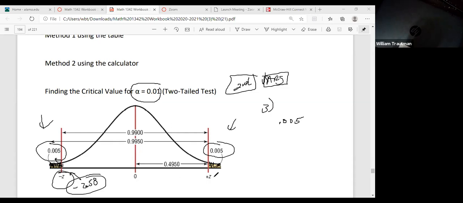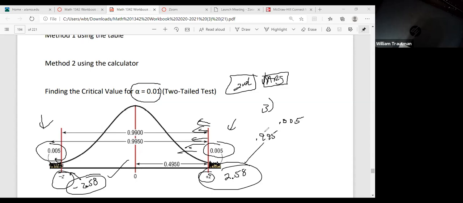So if you did it on this side, you get the same thing, 2.58, but positive. I mean, you can also, on your calculator, to get the same answer, you can type in 0.995. Which is, because this part is just 0.005. So 0.995 is shaded everything that way, and you would get 2.58. So the left side is negative 2.58. The right side is 2.58.